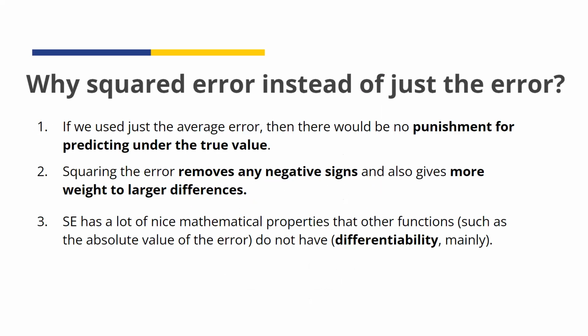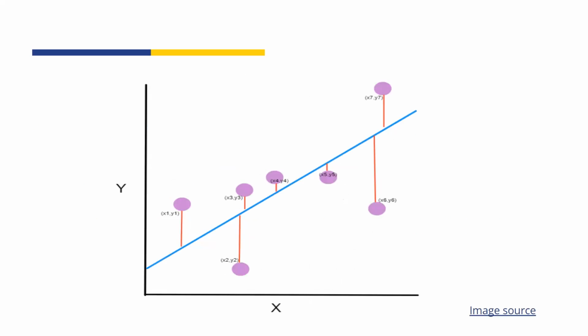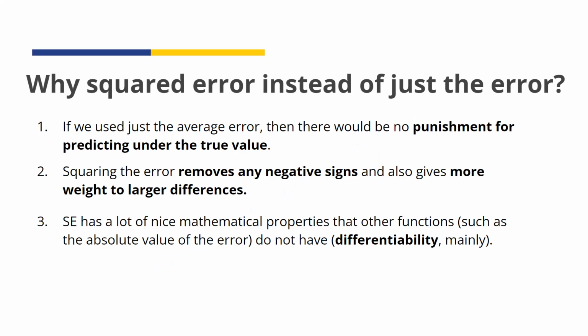Reasons why we take the square too, just a couple notes. If we just took the difference of these points and the line, there would be essentially no punishment for lines that predict under the line, like the two or three points that we have below. By squaring, we know that these values are also incorporated into factoring which line is most optimal.